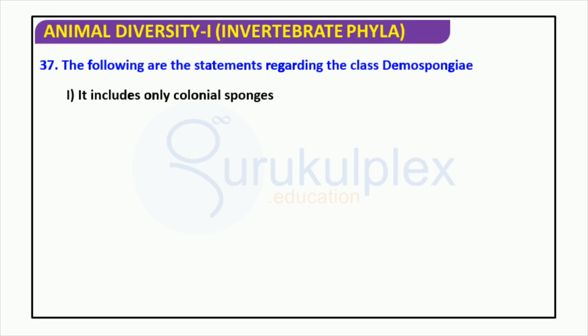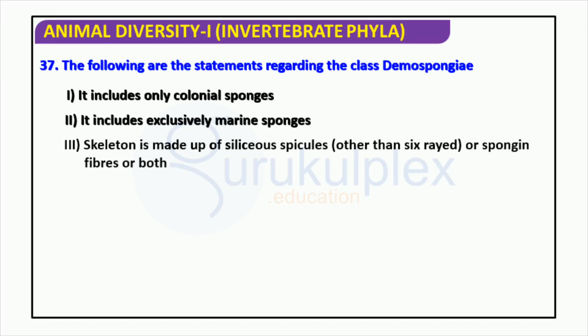Demospongiae is the class of sponges comprised of marine species with skeletons composed of siliceous spicules, spongin fibers, or both. It is not limited to only colonial sponges. The correct combination is 2 and 3.